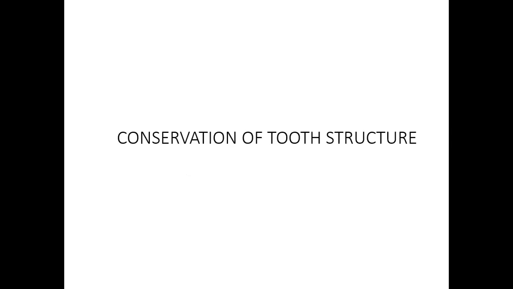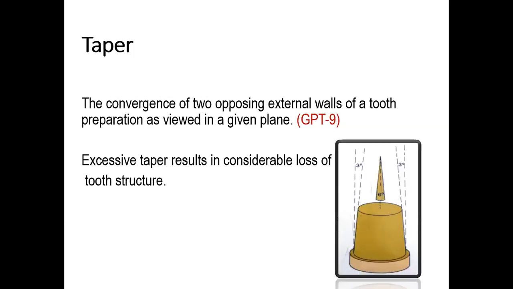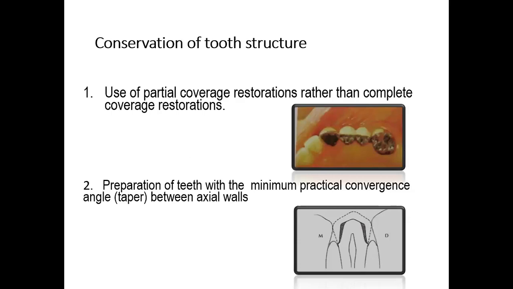Next is conservation of tooth structure. There are certain guidelines to be followed to conserve the tooth structure. First is use of partial coverage restoration rather than complete coverage restoration. Obviously, partial coverage restoration will have less tooth preparation than complete coverage restoration. Second guideline is preparation of teeth with minimum practical convergence between axial walls, that is, minimum taper. What is a taper? Taper is the convergence of two opposing external walls of a tooth preparation as viewed in a given plane. If there is excessive taper, it will result in considerable loss of tooth structure. So there should be a minimum taper between the axial walls.